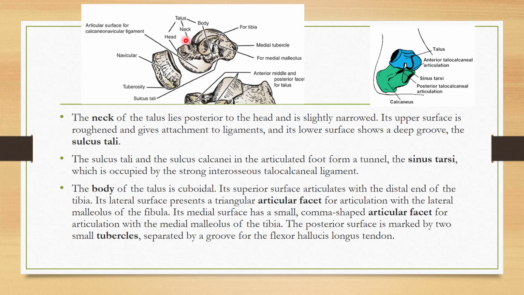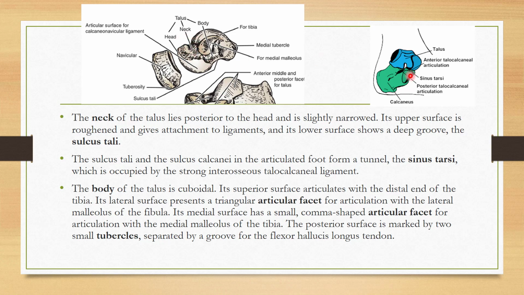Now the neck of the talus bone. The neck of the talus bone lies posterior to the head and it is slightly narrowed. Its upper surface is roughened and it is forming one sulcus which is named as sulcus tali. We have discussed one sulcus in the calcaneum bone which was present in between the middle and the posterior facets for the talus, that was named as sulcus calcanei.